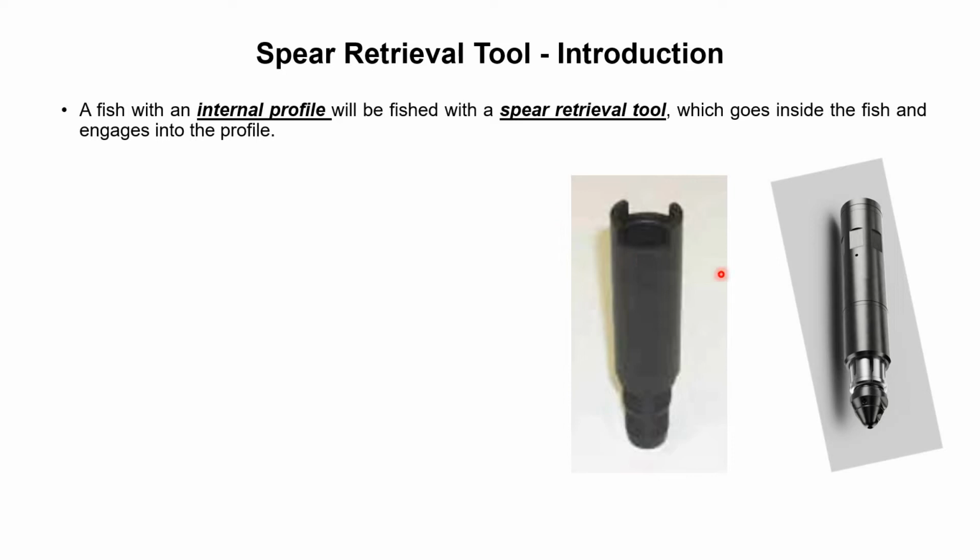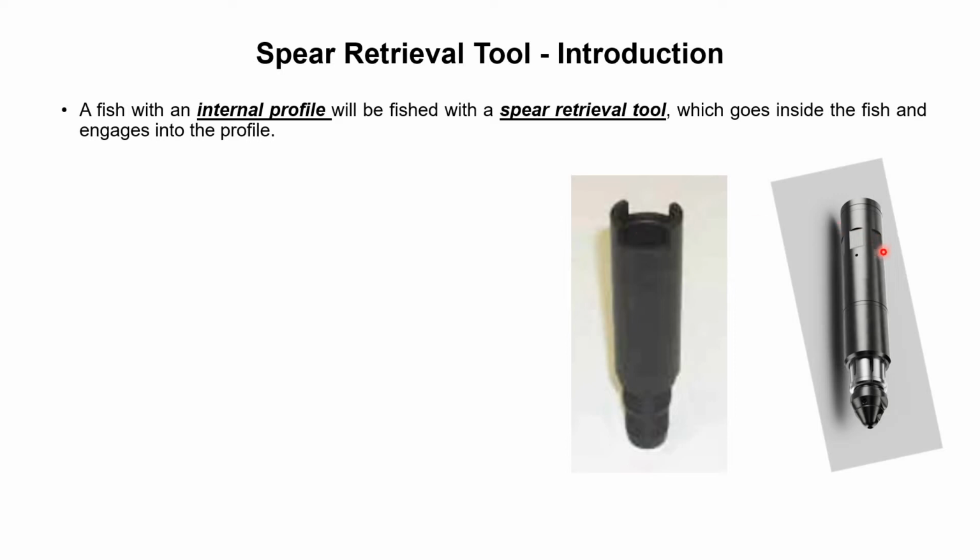and will then remove this fish from the downhole. So this type of tool which engages internally, that is which catches the fish from the internal side, is known as a spear tool. Now let's read again so we will be clear: a fish with an internal profile will be fished with a spear retrieval tool. Any fish which has an internal profile will be fished with a tool known as a spear retrieval tool. Or simply we can say that the fishing tool which engages the fish internally and latches or catches it is known as a spear retrieval tool.